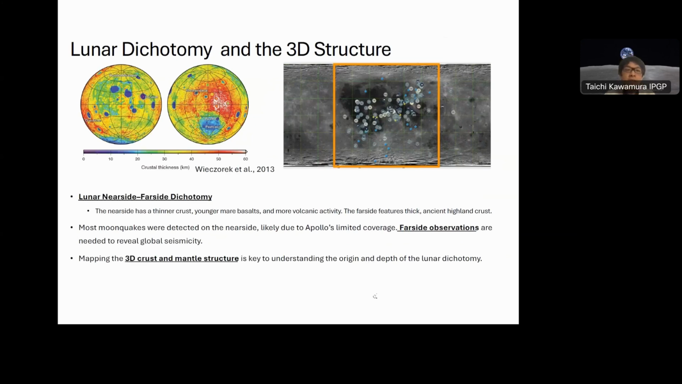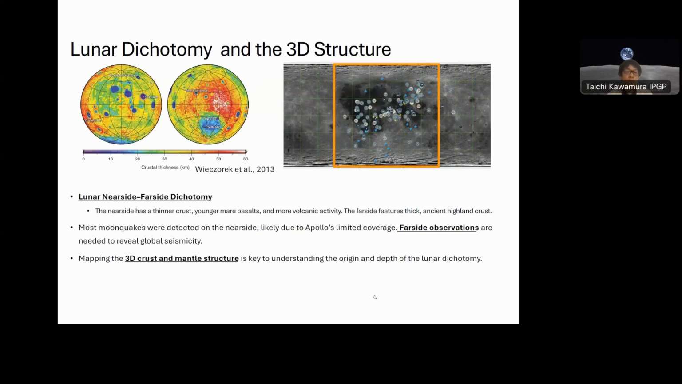Another thing is the 3D structure that we still don't understand. It's widely known that the Moon has a near side, far side dichotomy, with the near side having thinner crust and the far side thicker crust. We also know in terms of seismology that many of the seismic sources are focused on the near side. So we still don't know if the far side of the Moon is seismically active today.